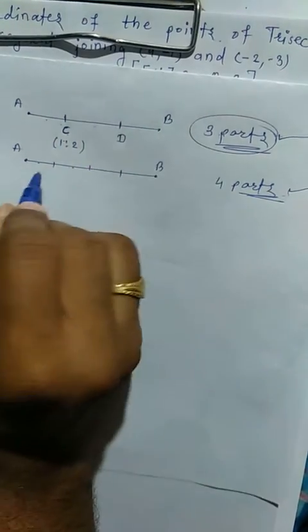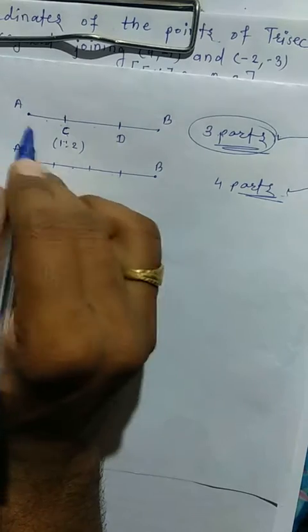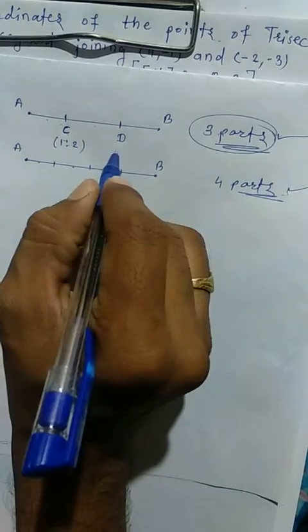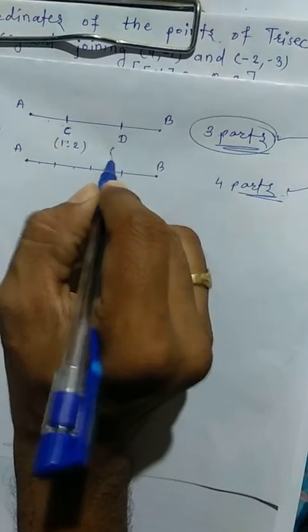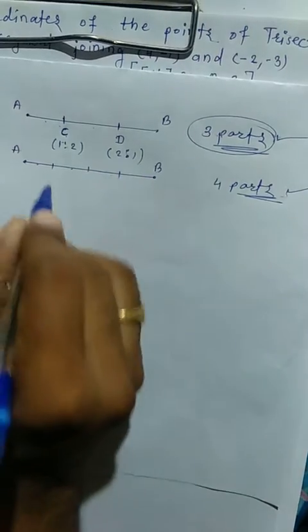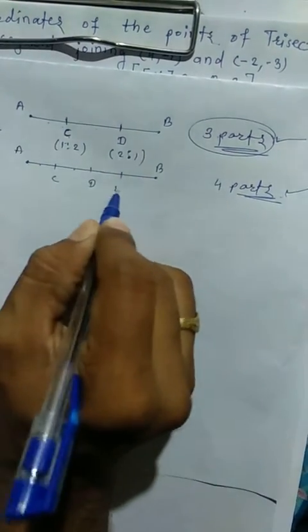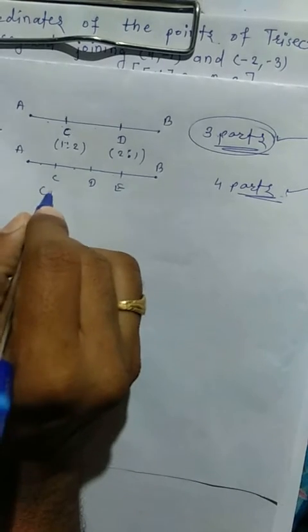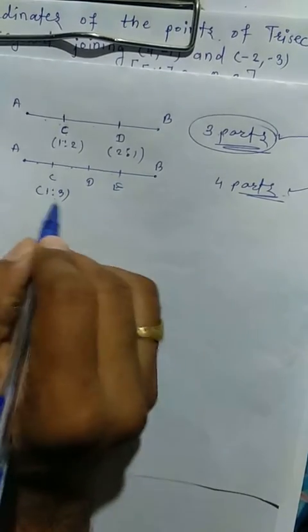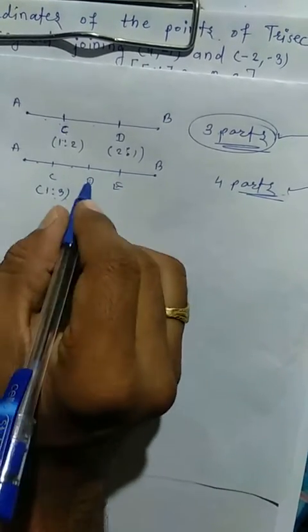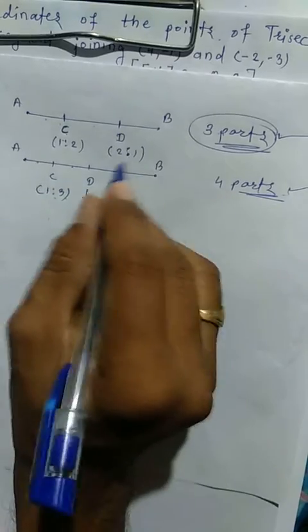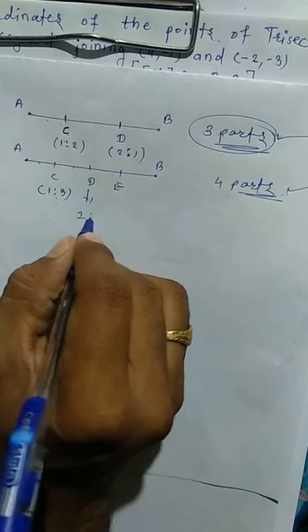For point D, what is the ratio? Let's check for point D. On the left hand side of point D, 2 parts are there, and on the right hand side 1 part is there. That's why the ratio is 2:1. Now suppose 3 points are there, then for each point, what are the ratios? For the first point, the ratio is 1:3. Why 1:3? On the left hand side 1 part, on the right hand side 3 parts. For point D, on the left hand side 2 parts, on the right hand side also 2 parts. So the ratio is 2:2.